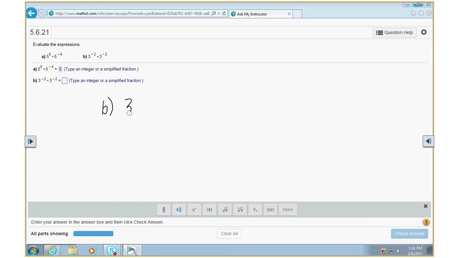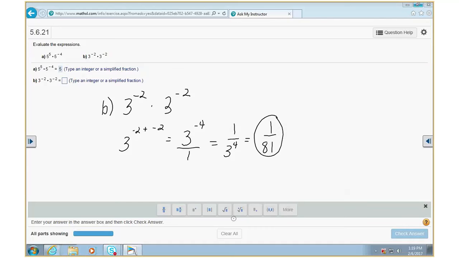3 to the negative 2 times 3 to the negative 2. Oh, they're both the same. Okay. All right. The first way we can do it is to add the exponents. 3 to the negative 2 plus negative 2 is 3 to the negative 4, which is 1 over 3 to the 4th, which is 1 over 81. Okay, that's one way to do it.